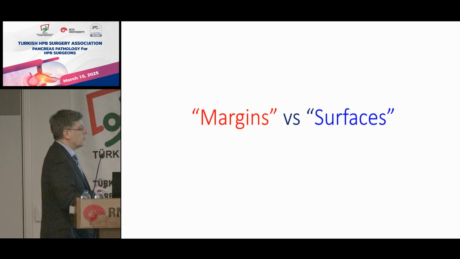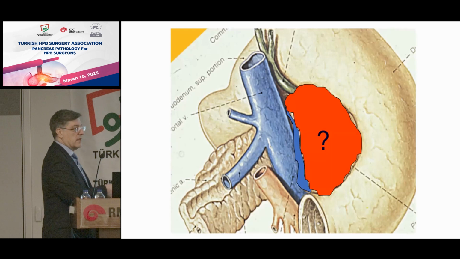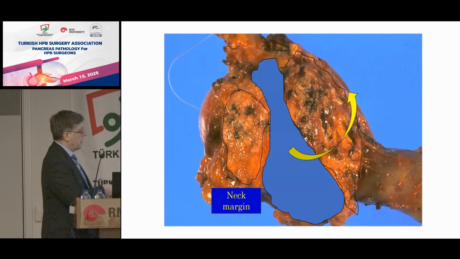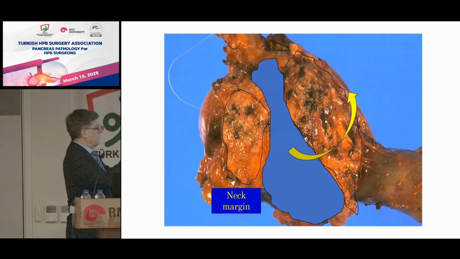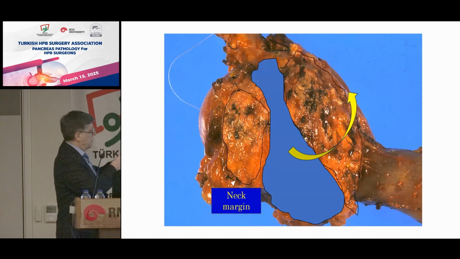And that brings up the concept of margins versus surfaces. So this picture, again, neck and uncinate margin, but what do we do with this area? Is that a margin? So let's just take this picture. This is the vascular groove, vascular bed, neck, uncinate. This is the vascular bed. Now let's move. This view is the posterior median, right? You're looking almost from the vertebra to the pancreas.